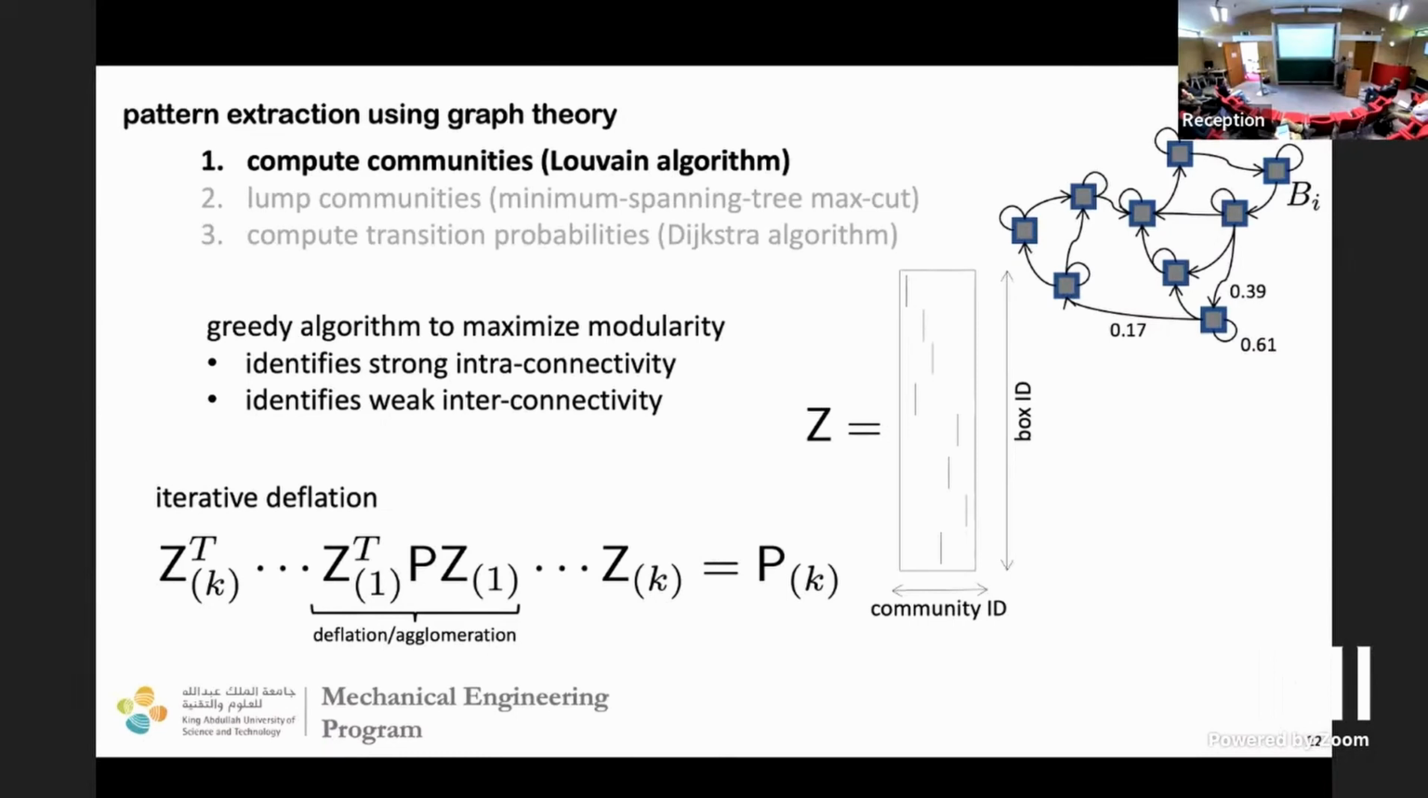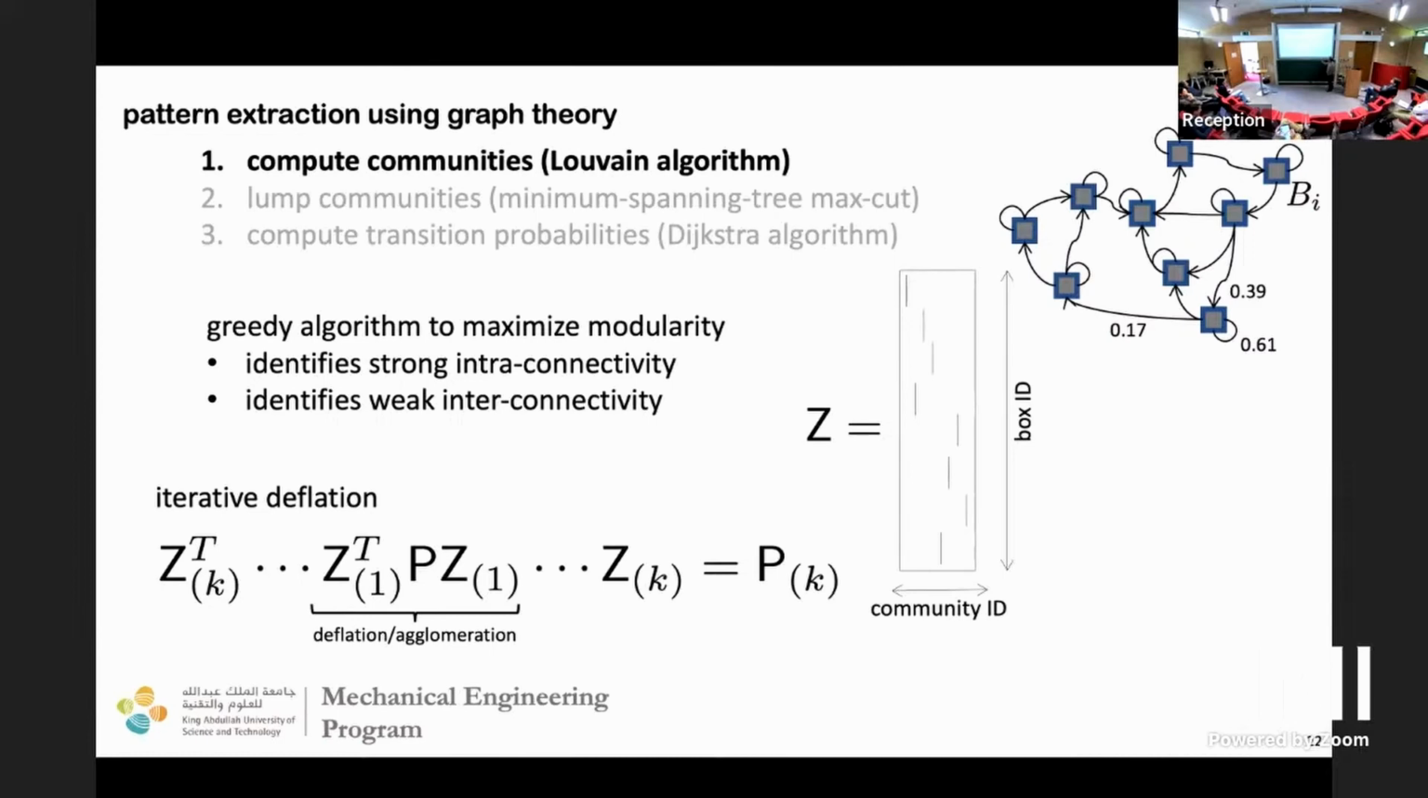Good. So the outcome of this algorithm, once you do that, is a matrix Z, where here you have the box ID. So these are all the boxes you have. Each row is a different box, and each column is a community the box belongs to. For example, all these boxes belong to the same community. These belong to the same community, and so on. It doesn't have to line up as nicely as this. It could be all sprinkled all over. But this is basically a way of sorting.